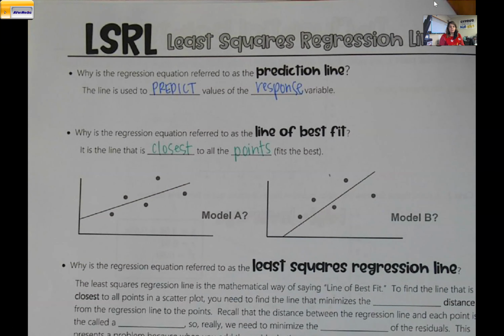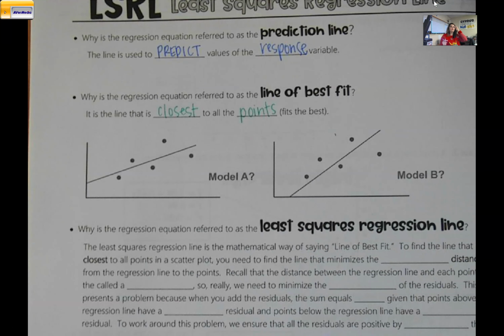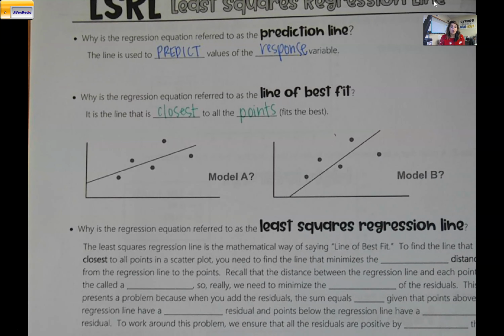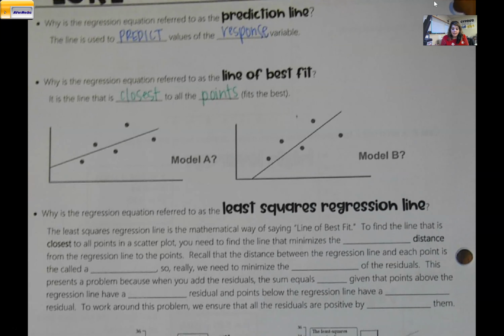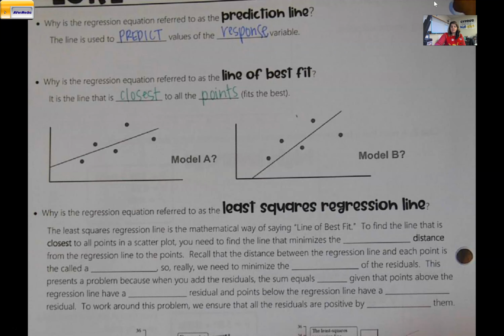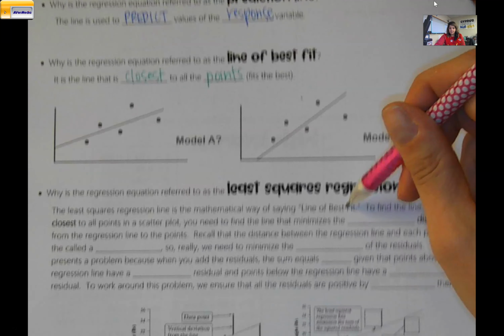So how do we know which line is the best model? How do we know which line is closest to all of the points? Well, we look at our residuals. So the least squares regression line is the mathematical way of saying it's the line of best fit.